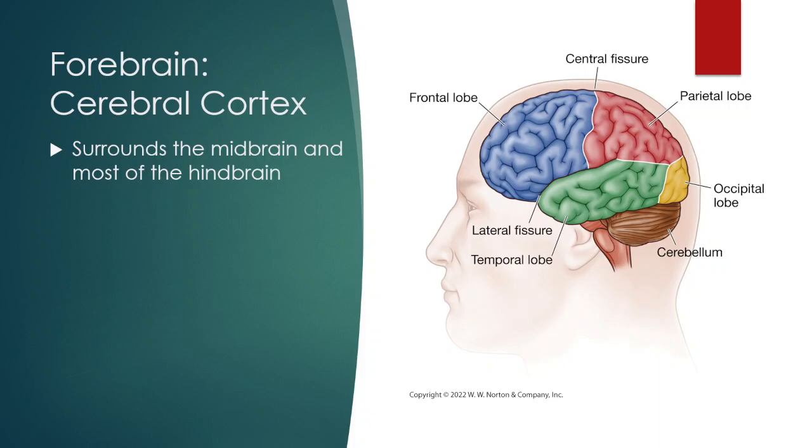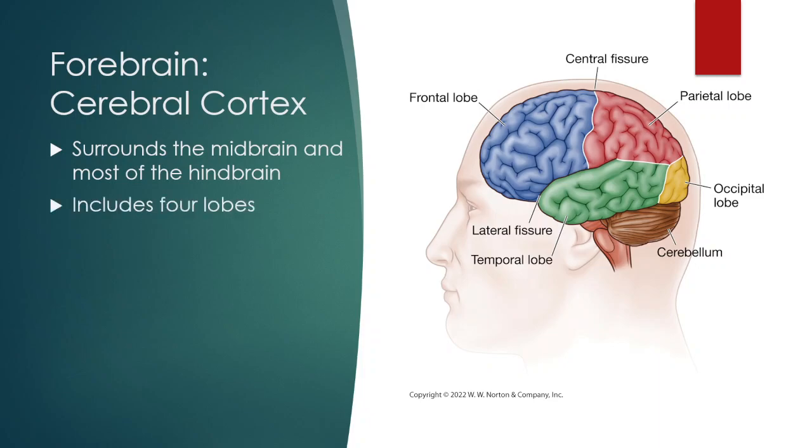Still in the forebrain, according to this categorization. The cerebral cortex surrounds the midbrain and most of the hindbrain. You'll notice that the cerebellum is still visible. You can kind of see the pons. So it's not perfectly surrounding the hindbrain, but it covers most of the other things we've been talking about.